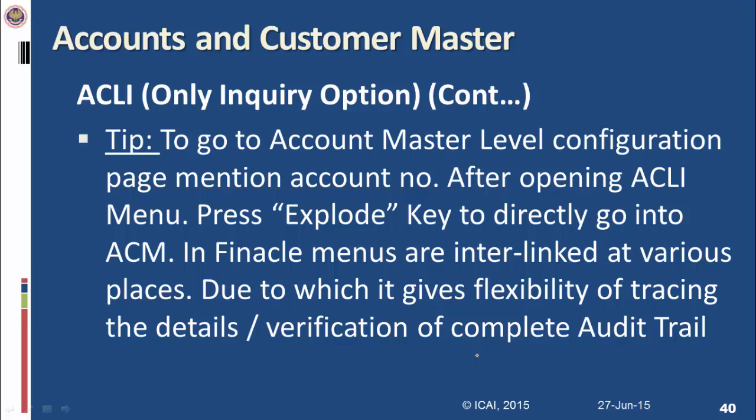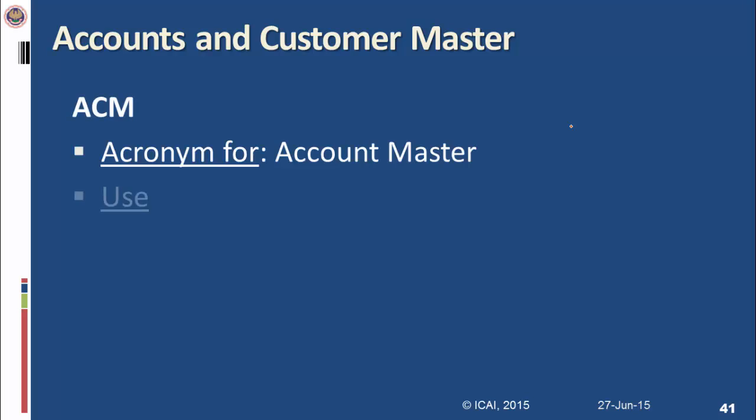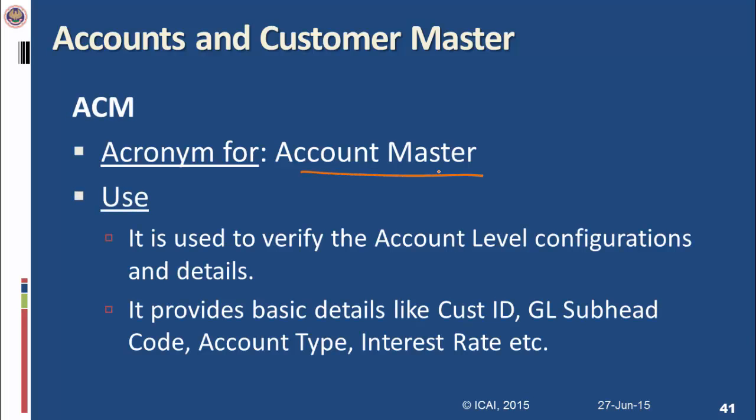after opening the ACLI menu. Now this is a beautiful part of Finacle, that the fields are also linked to the menu. So when you mention the account number in the account number field and press Control E, it will take us to the ACI command or ACM command. So we can go directly to ACI to check the account master details, or we can go through ACLI, mention the account number and press Control E, right? So this is how we can make use of Finacle, wherein different menus can be accessed through the field also.